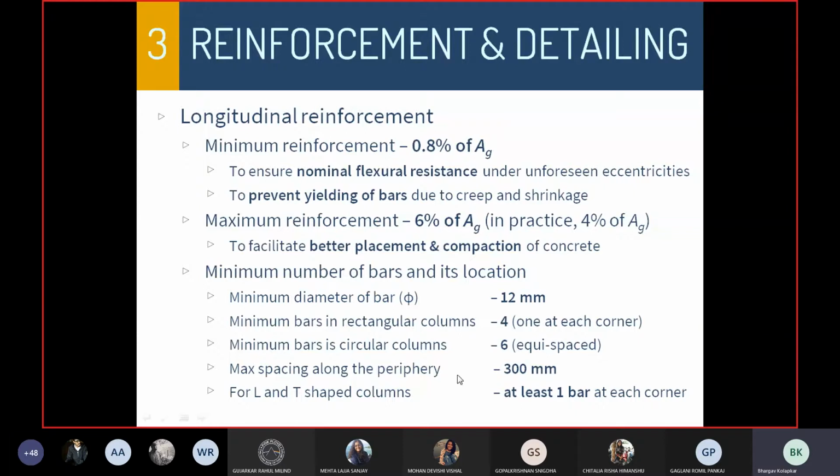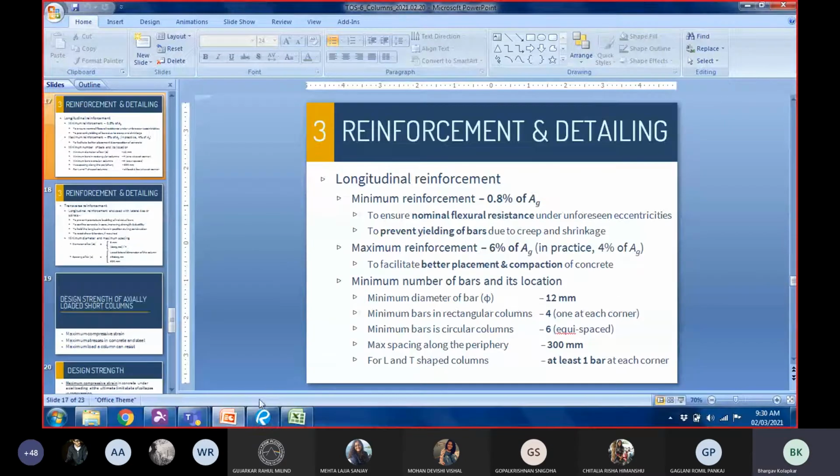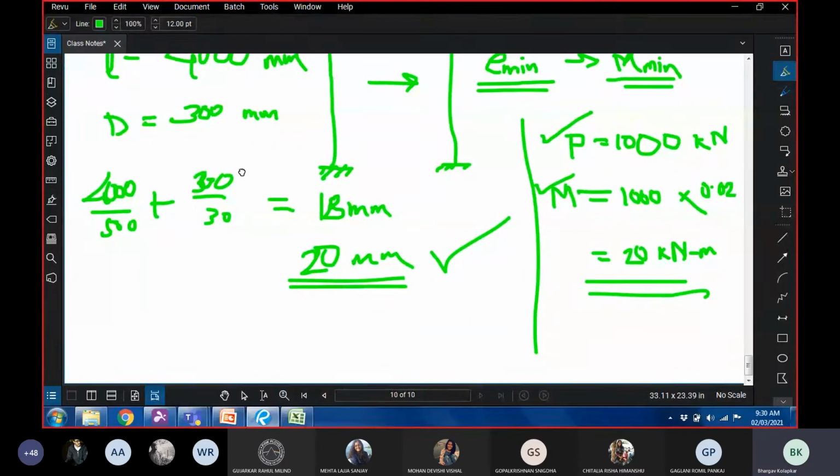Then the maximum spacing along the periphery should be 300 mm, meaning that if your column is 300 by 300, you can provide 2 bars at each face. So 4 bars is enough. But if your column is say 300 by 600, I think it's better if I draw this.